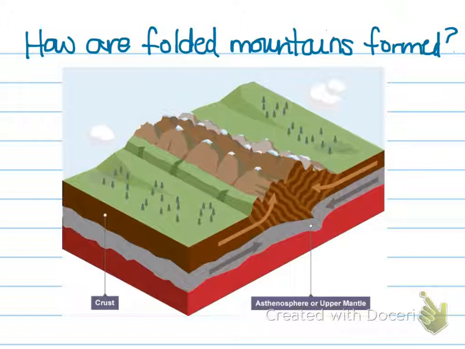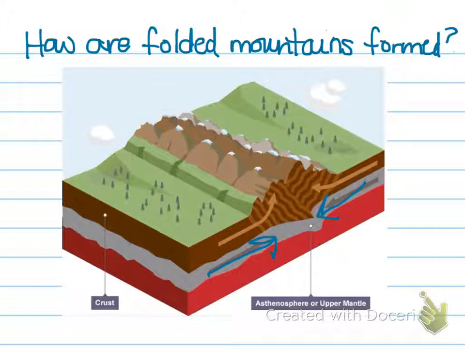How are folded mountains formed? Rocks can fold when they have been softened by heat and pressure. The rocks are not melted, but they are heated hot enough so that they are softened. So in converging plate boundaries, that's where we find folding mountains, usually. So these two plates here are converging, meaning they're going together.